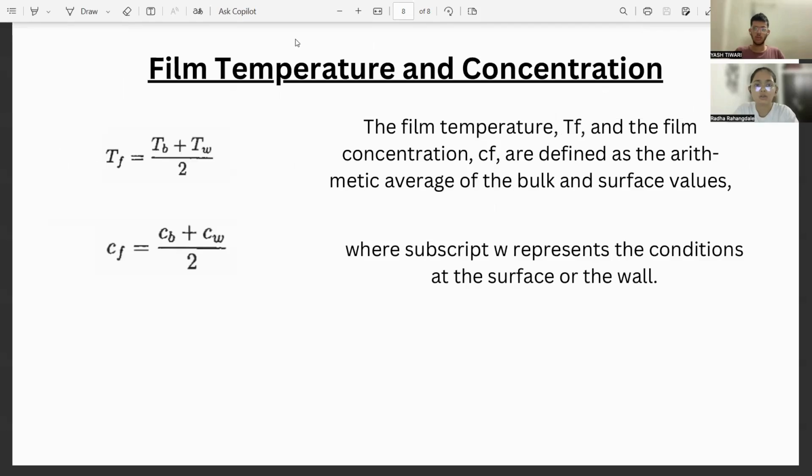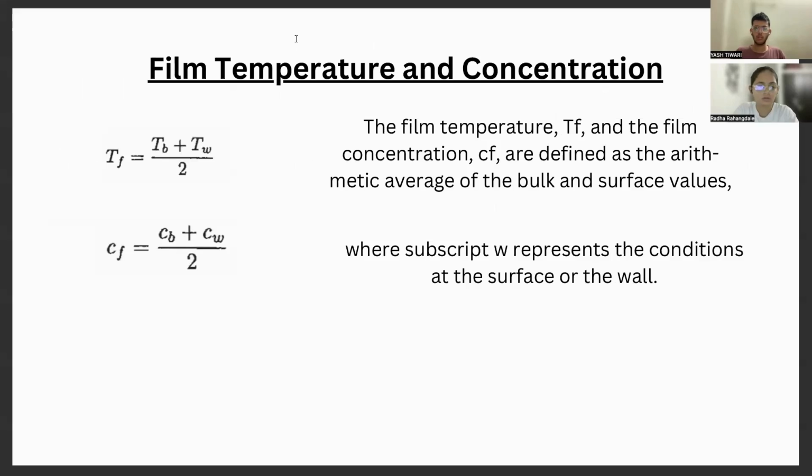Now, there will be film temperature and concentration. The film temperature Tf and the film concentration Cf are defined as the arithmetic average of the bulk and the surface values. So Tf is equal to Tb plus Tw by 2, and Cf is equal to Cb plus Cw by 2, in which Tb is the temperature.